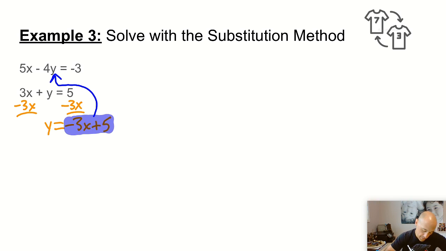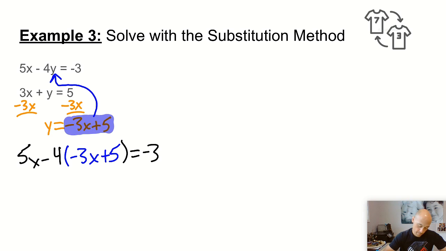We're going to substitute negative 3x plus 5 in for y. So we have 5x minus 4 times the quantity negative 3x plus 5 equals negative 3. I'm going to distribute. And one thing you have to be careful about distributing here is distributing the negative 4, not just a positive 4. I've seen that give people some trouble every now and then.